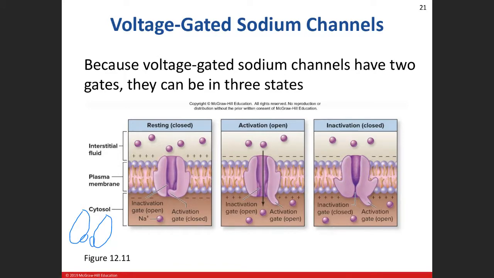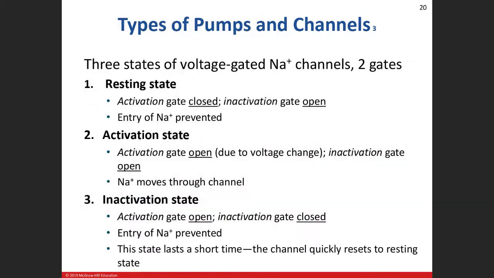So when there's a space between them, like you see here in this picture, it's open. That's the inactivation gate. When that gate closes, those swellings just enlarge, and they enlarge so much that they block up the channel, and nothing can get down through. So you have an activation gate and an inactivation gate. Those are the two gates. You guys cool with that? Okay, so let's go back to the resting state.